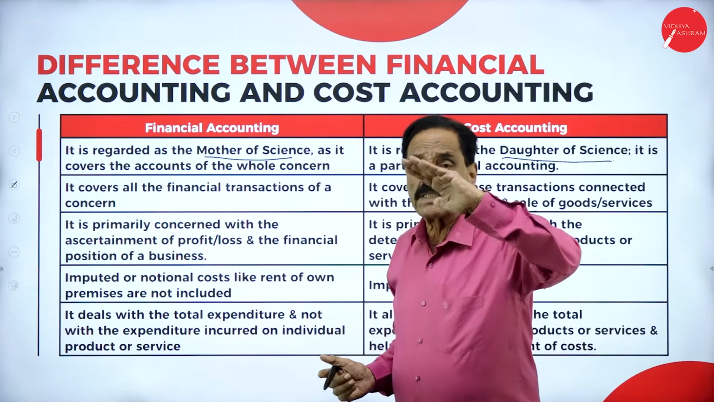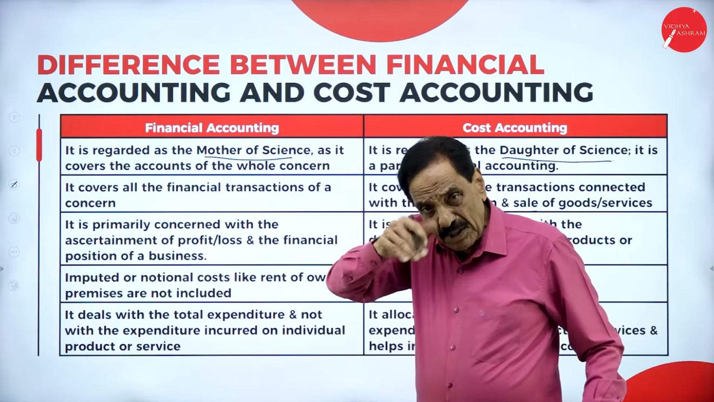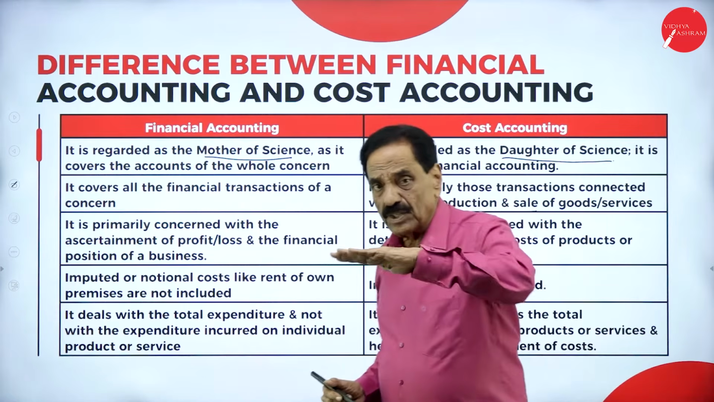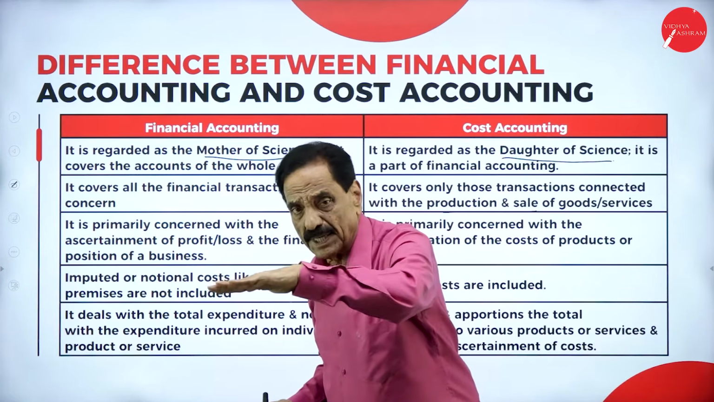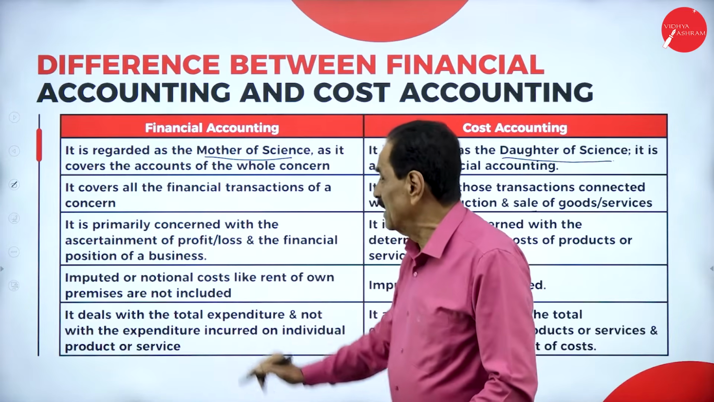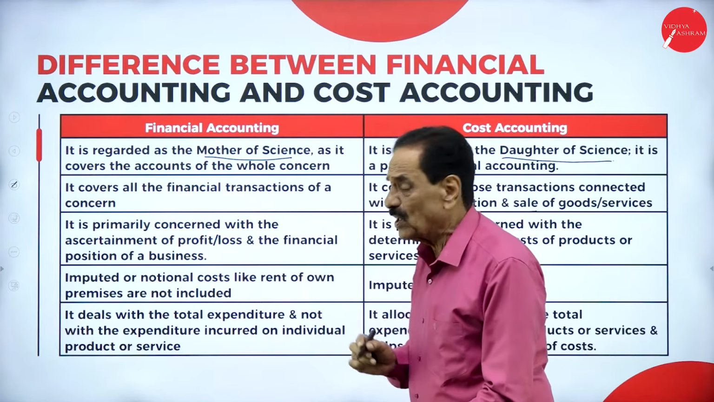We say how much asset we have, how much liability we have to pay, and how much capital there is. So financial position means assets and liabilities. In accountancy, asset minus liability is equal to capital. That is what we deal with in financial accounting.